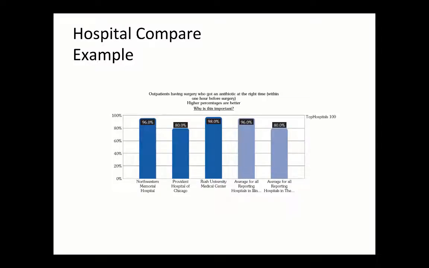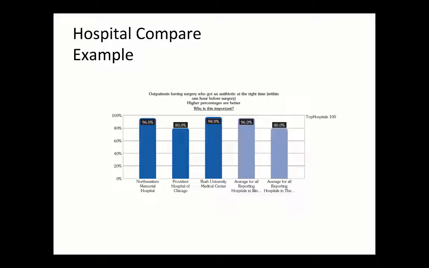Here's an example on how Hospital Compare can be used. In this example, we're doing a comparison of the percentage of outpatients having surgery who got an antibiotic at the right time. We're comparing 3 different hospitals represented by the first 3 bars to the left, followed by the percentage of Illinois, and then the percentage in the U.S.